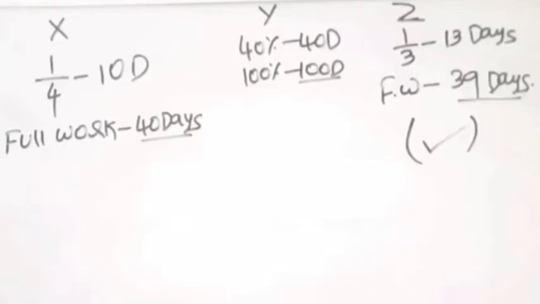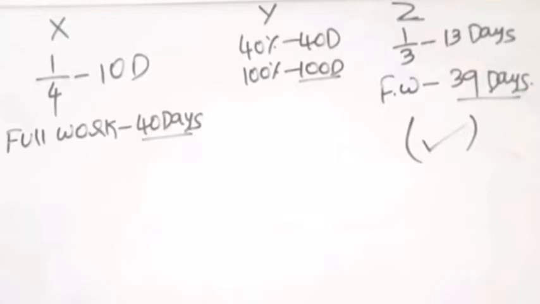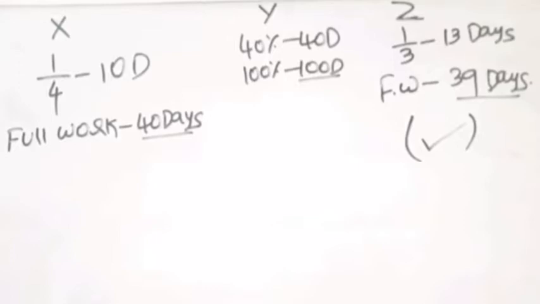Coming to the solution, there are three persons as discussed previously, and X can do 1/4 of work in 10 days. So one part of work can be done by X in 10 days, and full work, meaning 4 parts, he can do in 40 days. Y does 40% of work in 40 days, and absolutely 100% of work can be done in 100 days. Z does 1/3 of work in 13 days, and full work means 3 parts, so 13 into 3, it can be done in 39 days. So X in 40 days, Y in 100 days, and Z in 39 days.